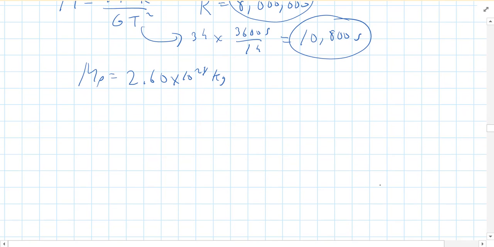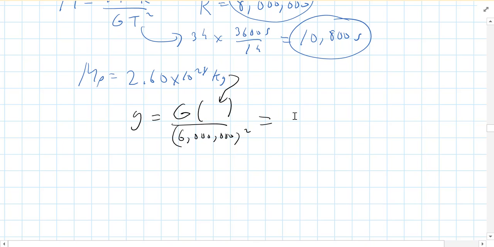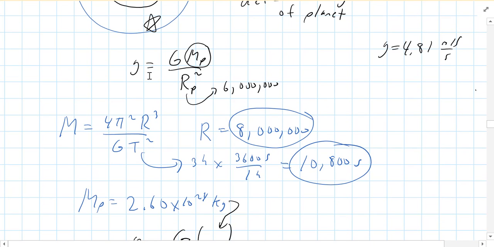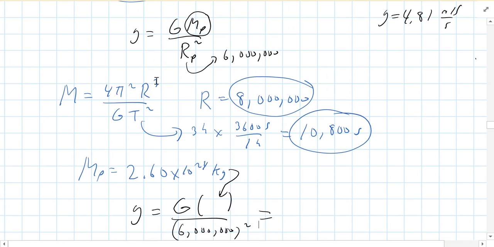Okay. And then you use your little g equation. g equals big G times the mass of the planet, which is that. And then here's where you're going to plug in your radius of the planet itself, which is 6 million meters squared. And if you do that, you get the answer I laid out earlier, which is 4.81 meters per second squared.